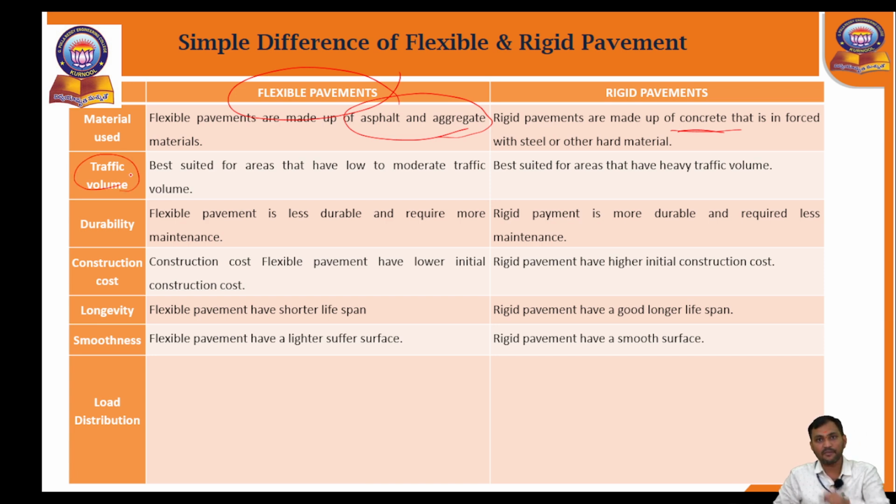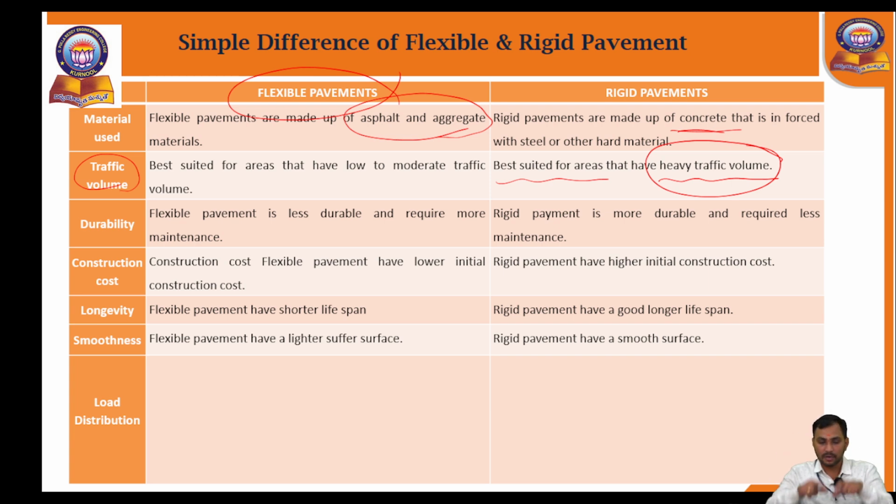The flexible pavement is best suited for areas that have low to moderate traffic volume. When coming to rigid pavements, they are best suited for areas that have heavy traffic volume. So for flexible pavements the traffic volume should be somewhat less, and for rigid pavements the traffic volume can be more, or heavy.